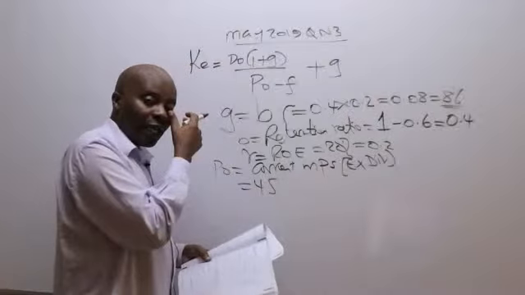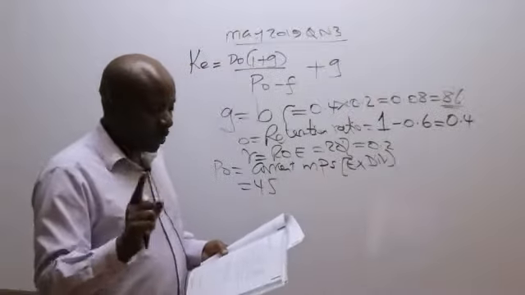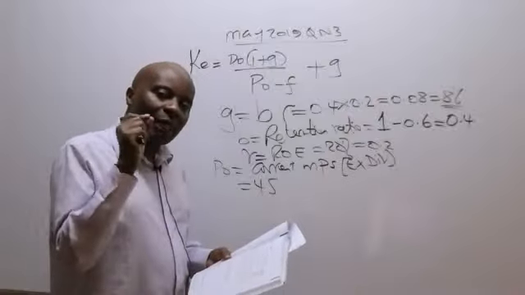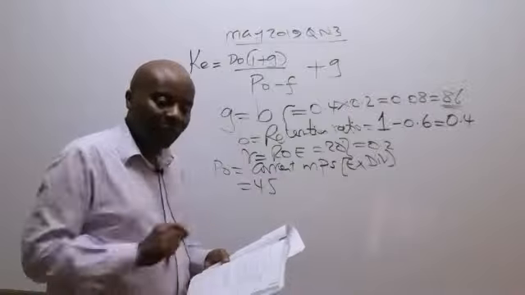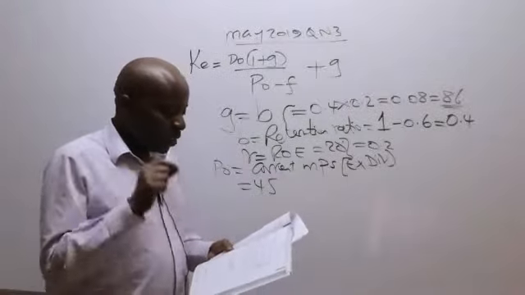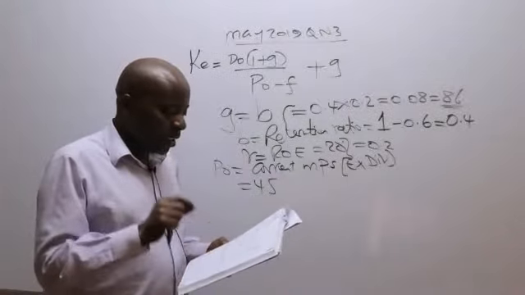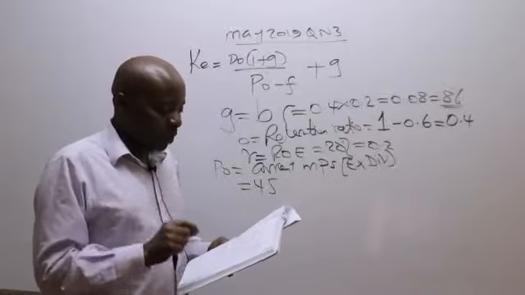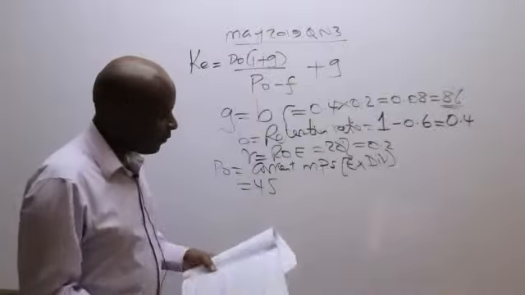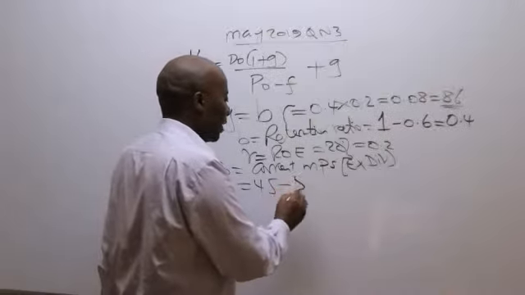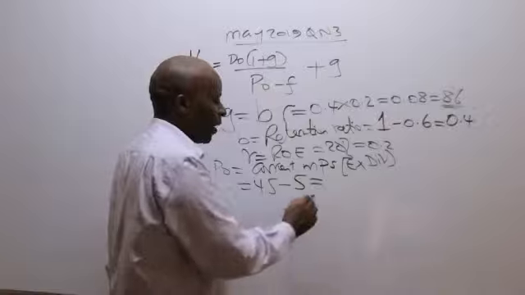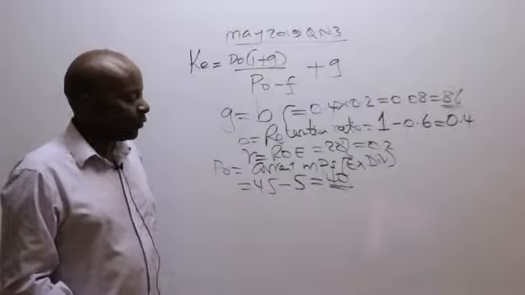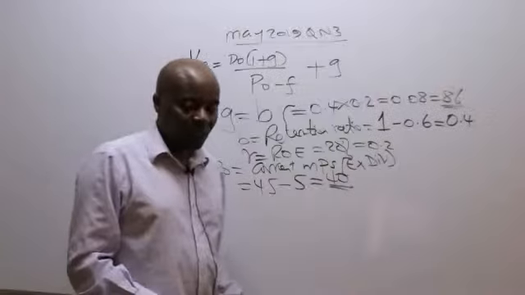But now they went ahead there and spoiled the broth. They told us the price is cum-dividend. So when they say that, I must look at the current dividend and subtract it. Where is the current dividend? If you read note number 2, the firm paid a dividend of 5. So the current dividend is 5. So 45 minus 5, this gives us 40.